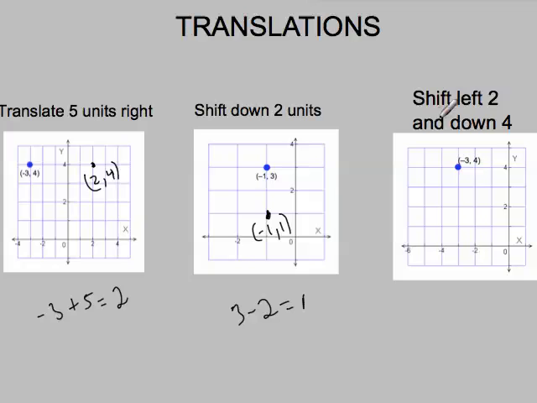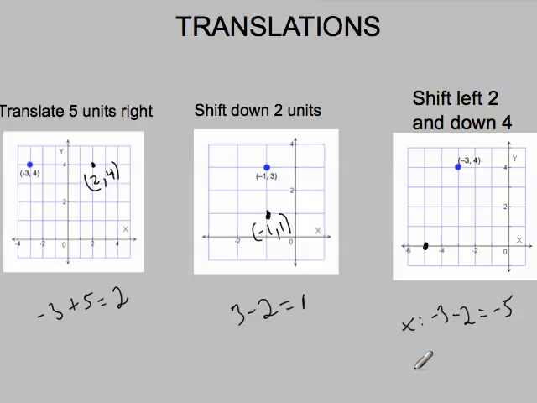Now let's combine. We can do these two things together. I want to shift left 2 and down 4 at the same time. If I start at -3, 4, when I shift left 2, I'm going to go over 1, 2. So now my new x value will be -3, left this time, so I'm subtracting 2. My new x value is going to be -5, somewhere along here. Now I'm going to shift down 4, so I'm going to go down 1, 2, 3, 4. And here's my new point.